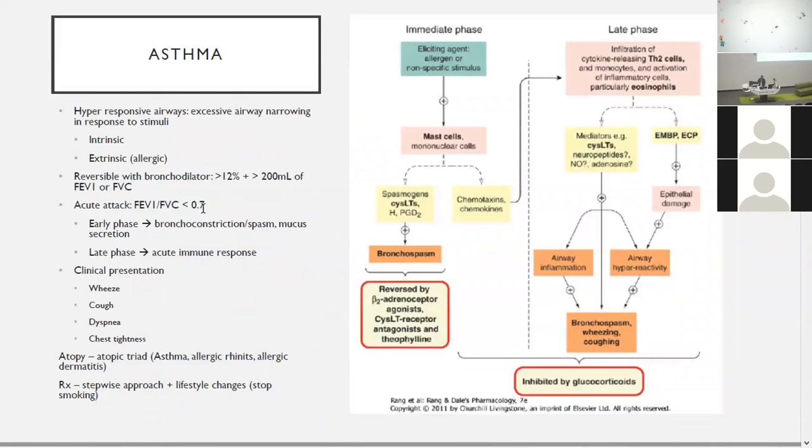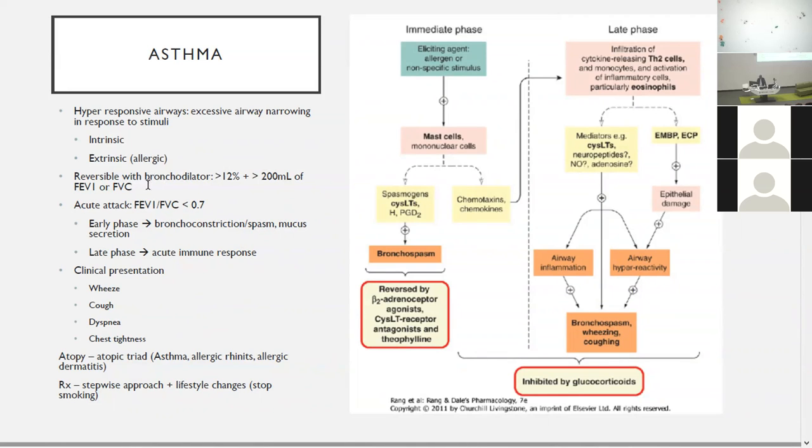And ask how much time do you have? Okay, still have time. So asthma, this is just hyper-responsive airways. Anyone in here have asthma? Probably do, shouldn't ask that. You have intrinsic asthma and extrinsic asthma. Extrinsic asthma is allergic, so that's the one with your IgE and stuff.